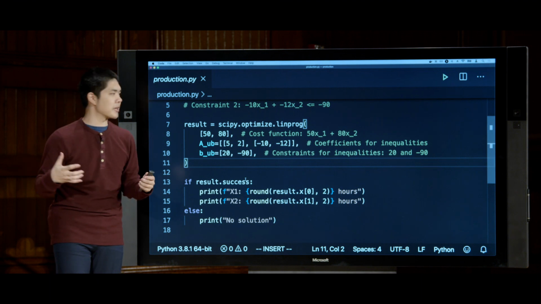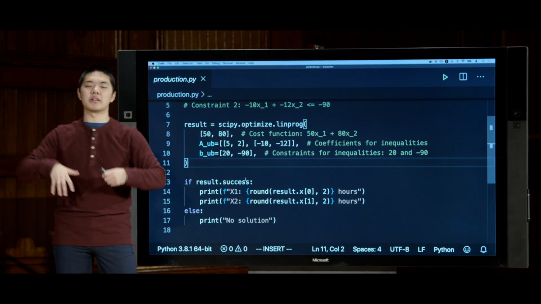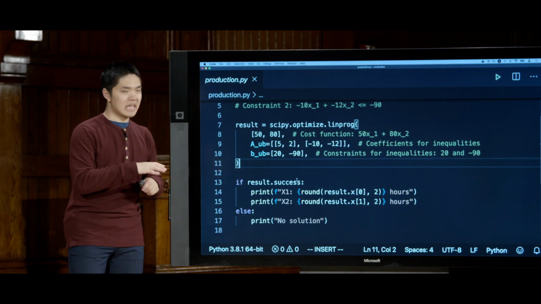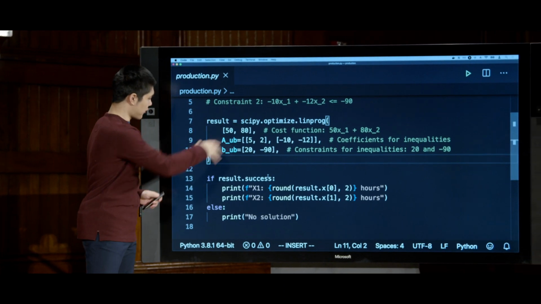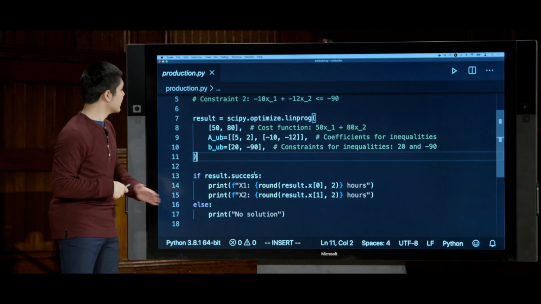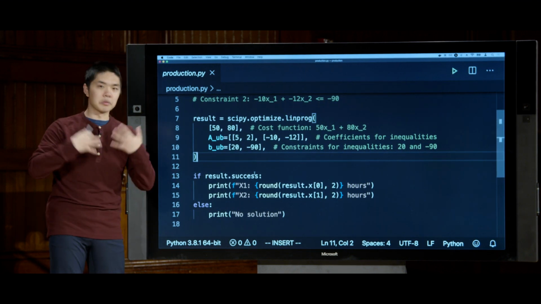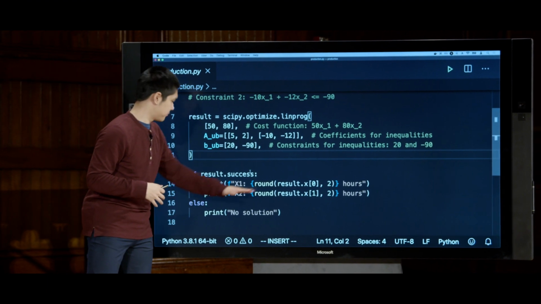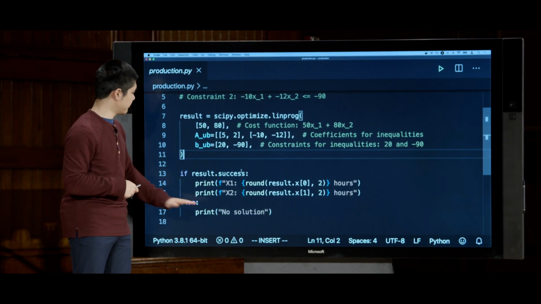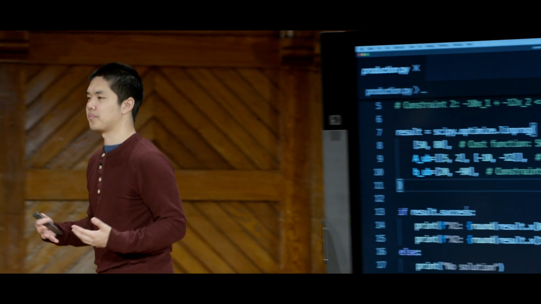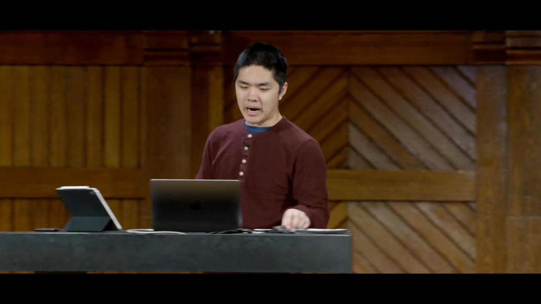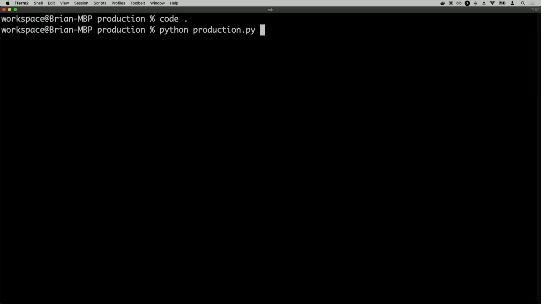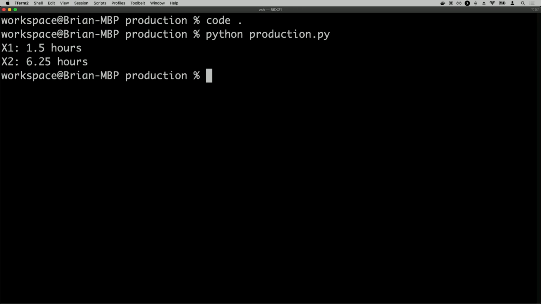And once all of that information is there, then we can run any of these interior point algorithms or the simplex algorithm. Even if you don't understand how it works, you can just run the function and figure out what the result should be. And here I said if the result is a success, we were able to solve this problem, go ahead and print out what the value of x1 and x2 should be. Otherwise, go ahead and print out no solution. And so if I run this program by running python production.py, it takes a second to calculate, but then we see here is what the optimal solution should be. x1 should run for 1.5 hours. x2 should run for 6.25 hours.